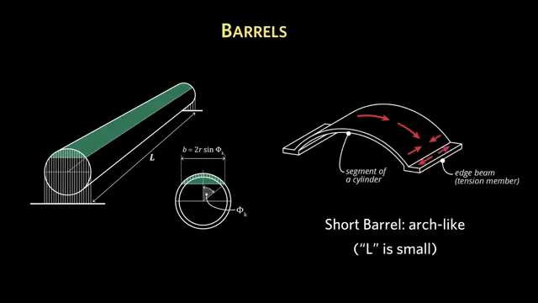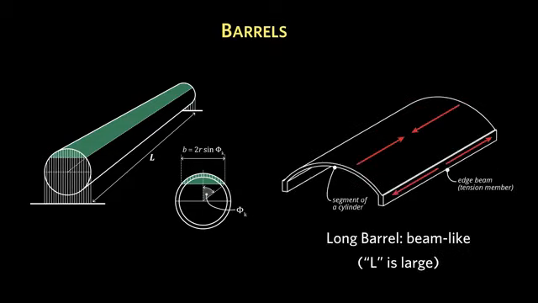In a short barrel, the length L is small in comparison to the radius of curvature of that barrel, and therefore this barrel will behave essentially like an arch. The forces flow down to the edges where it's carried to the supports. In a long barrel, the length L is relatively large, and therefore it behaves essentially like a beam, with compression on the top of the shell and tension towards the bottom. This is a very simple way of looking at barrel analysis.